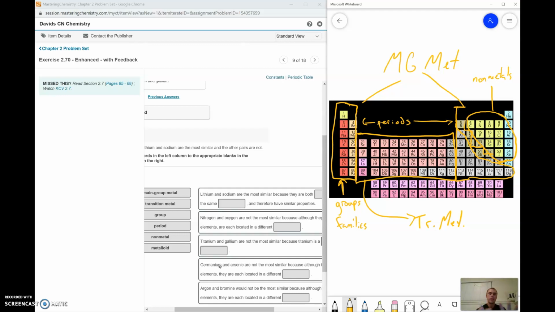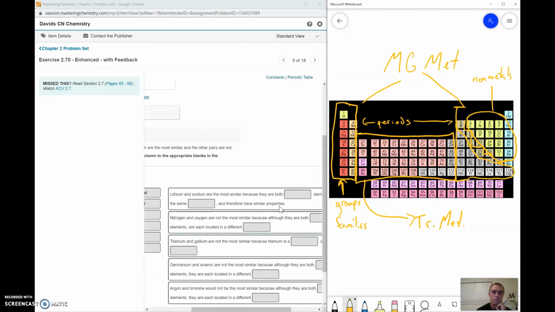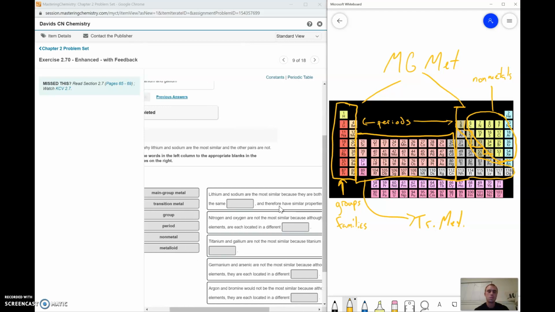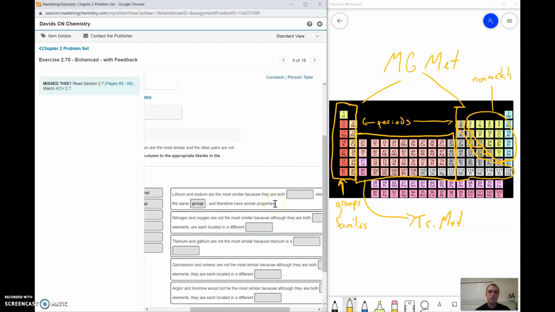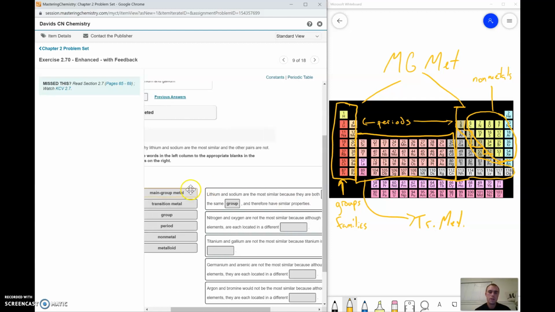Okay, so knowing this about the periodic table should help us answer these questions. Lithium and sodium are the most similar because they are both blank elements located in the same blank and therefore have similar properties. I think it's going to be easier to answer the second one first. They're both located in the same group or period. Definitely group, because lithium and sodium are here on top of each other. Okay, they are both blank elements, and our options: main group metals, transition metals, non-metals, or metalloids.